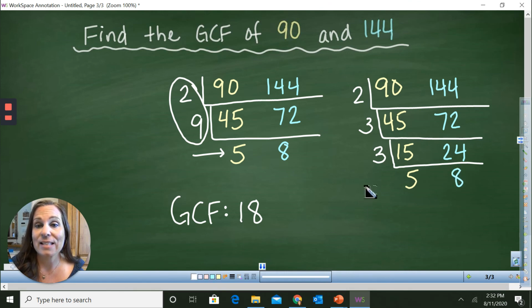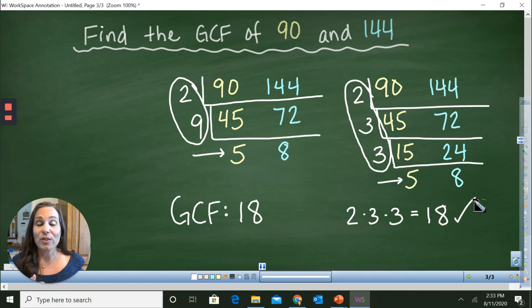And now I got to that same 5 and 8 that I got to the first time. They don't have any common factors, so I'm done. So now I'm multiplying 3 numbers to get my GCF. But 2 times 3 times 3 is still 18. So whether you are able to see the largest number that goes in right away, or you keep chipping away at it by dividing by small numbers, you're going to get to the same answer in the end.